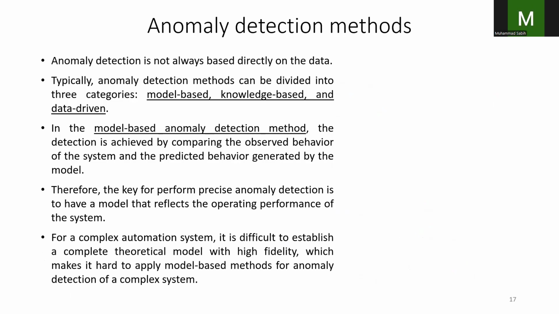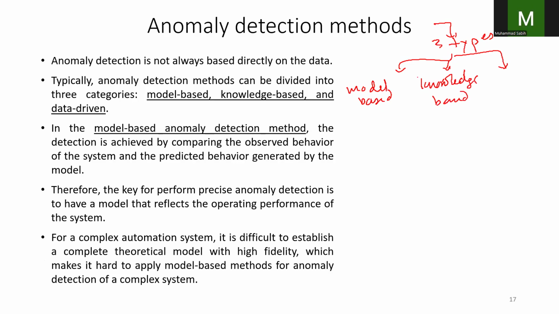Anomaly detection does not always rely purely on the data, and in fact we can further categorize the methods into three types. The three most common methods are model-based, knowledge-based, and data-driven.